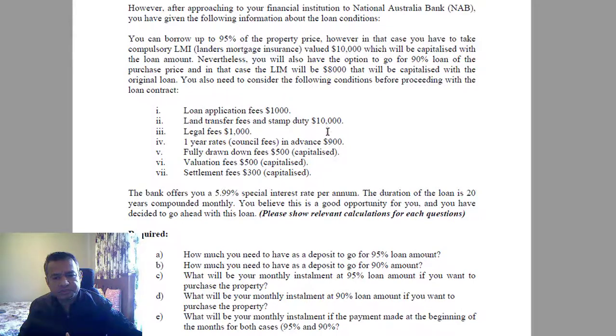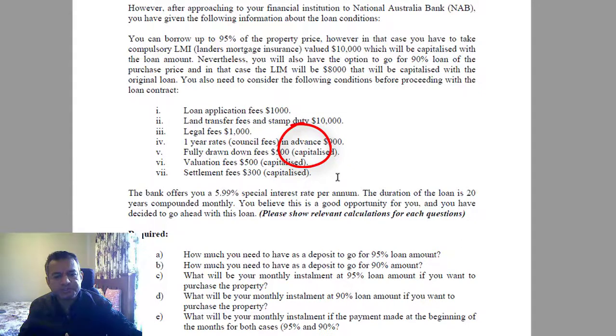There are a few other costs associated with the purchase, which are loan application fees, land transfer fees and stamp duty, legal fees, 1-year rates in advance, fully drawn down fees, valuation fees, and settlement fees. Now remember, some of these fees are capitalized. For example, fully drawn down fees, $500, are capitalized. Valuation fees, $500, are also capitalized. Settlement fees, $300, are also capitalized.